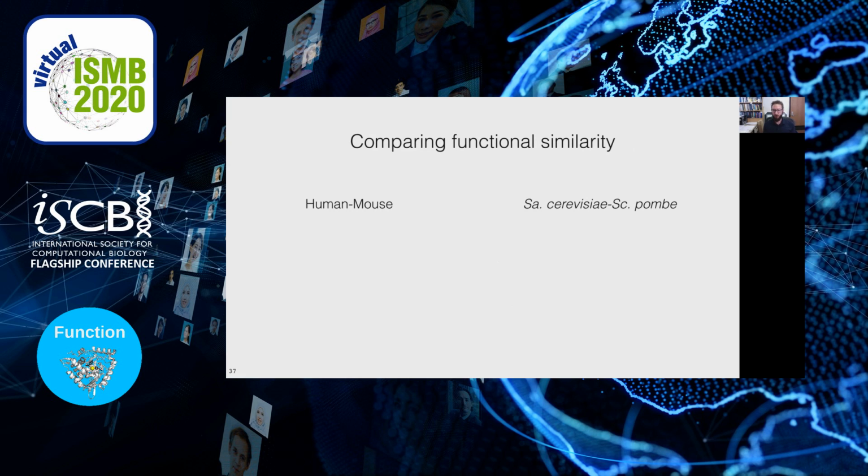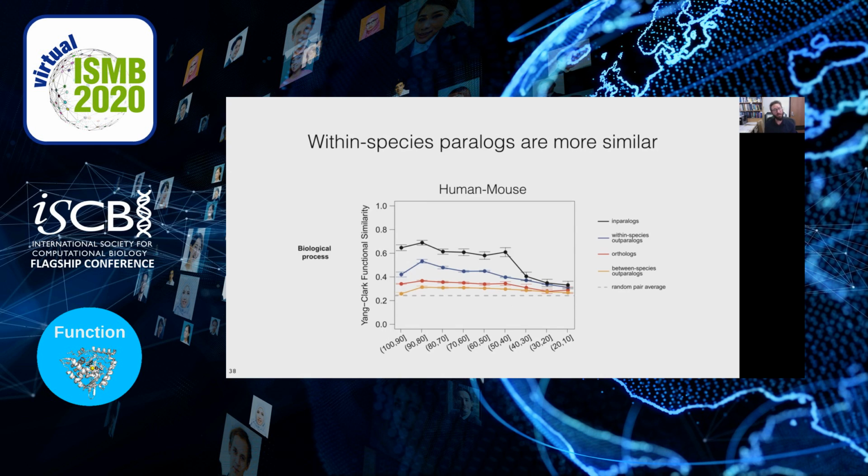So again, we're going to use human, mouse, and the two yeasts, Saccharomyces cerevisiae and Schizosaccharomyces pombe. We're going to take experimental annotations from more than 80,000 papers. It's about 6 times more data than we had almost exactly 9 years before. And here's what we find. Again, in human and mouse, within species, paralogs are more similar than orthologs.